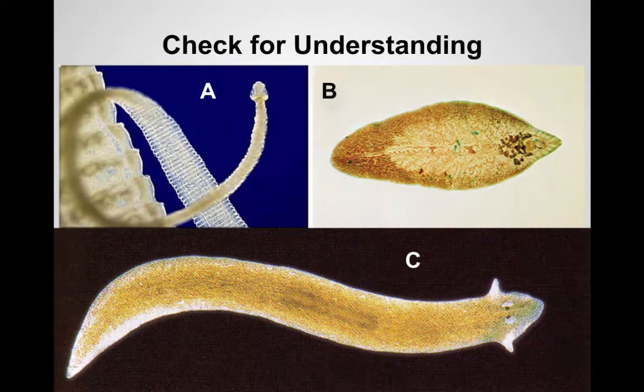So let's check for our understanding. If you remember back, we have 3 classes. We have the class Turbellaria, we have the class Trematoda, and we have the class Cestoda. So why don't you pause the video here and see if you can identify organism A, organism B, and organism C. So, in other words, what class is each picture in the phylum Platyhelminthes?